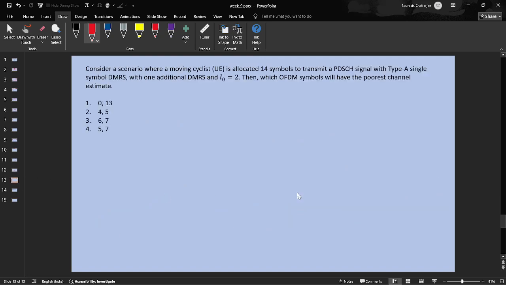Thanks for pointing this out. So here we are supposed to consider a scenario when the moving cyclist is allocated 14 symbols and DMRS type is type A single symbol, one additional DMRS, and of course its by default position is 2. Then which symbol will have the poorest estimate? Which is the farthest away from 2, which is 6 and 7. So yeah.